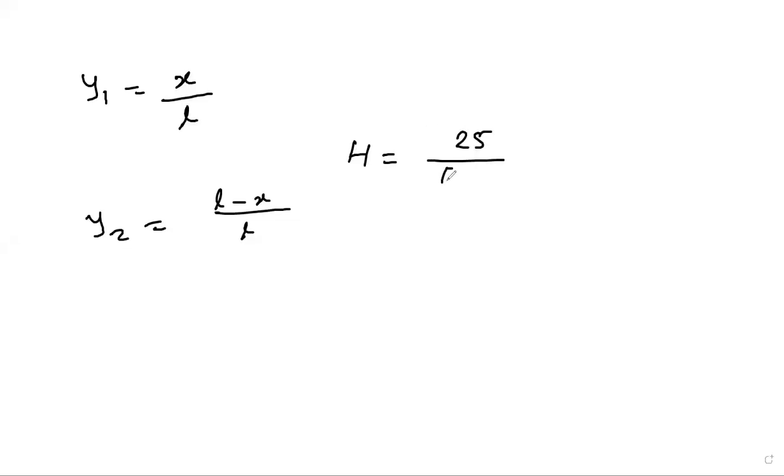So yesterday we wrote the equation of normal thrust and the radial shear. Then we calculated the value of y1 equal to x by L and y2 equal to L minus x by L. The value of horizontal thrust is already known to you as 25 by 128 L by H. Now we have to draw the ILD for normal thrust and the radial shear, right?